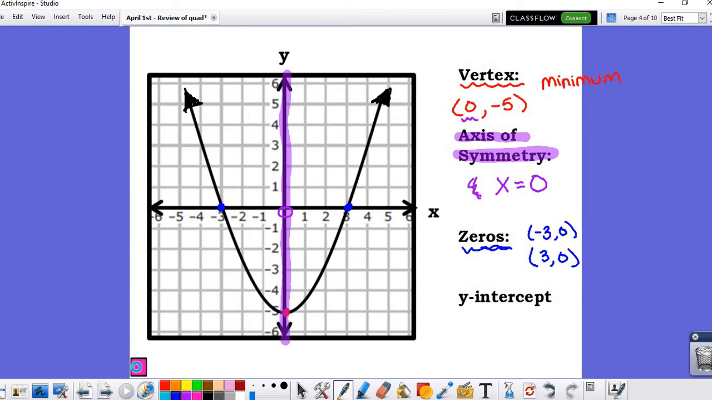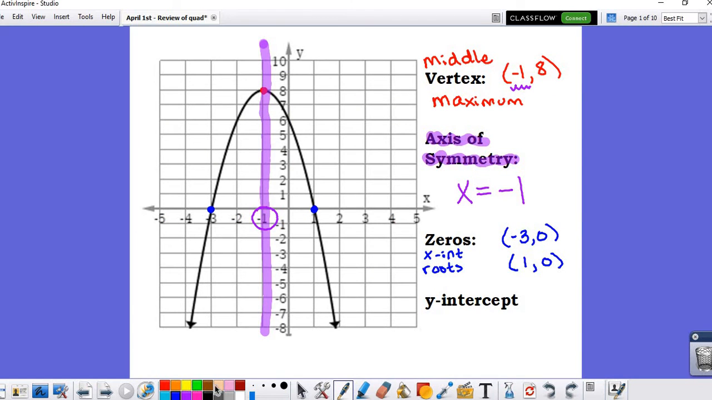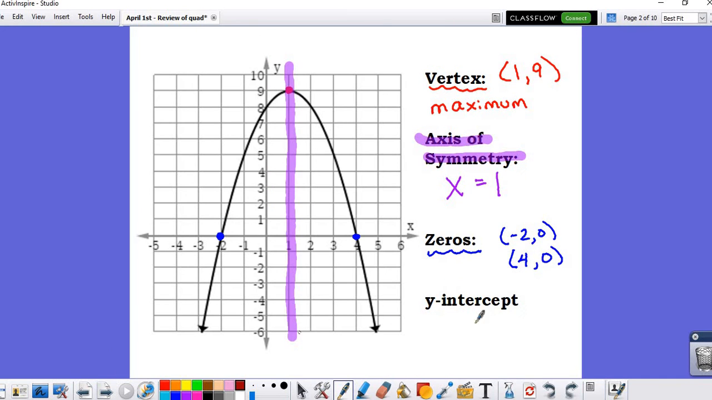All right, and then the last property, which is a review, is the y-intercept. So the y-intercept is where the graph crosses the y-axis. So here my y-intercept is 6, and I write it as an ordered pair, so it's 0, 6. Next graph, go ahead and tell me what the y-intercept is. If you look here, it crosses the y at 8. So the y-intercept is 0, 8.